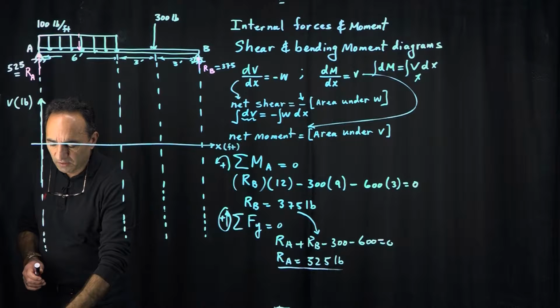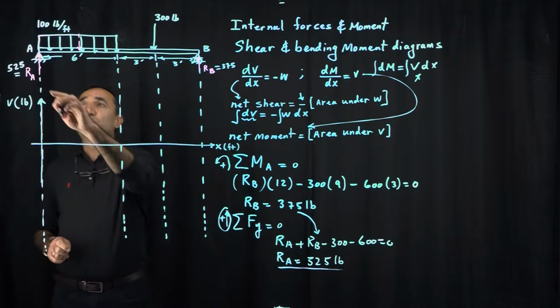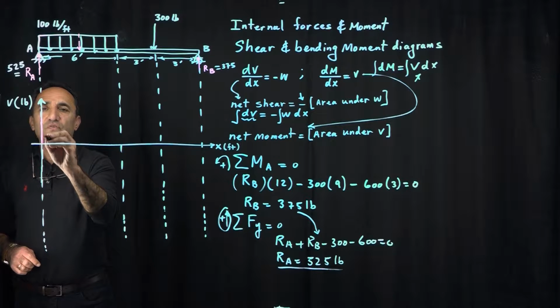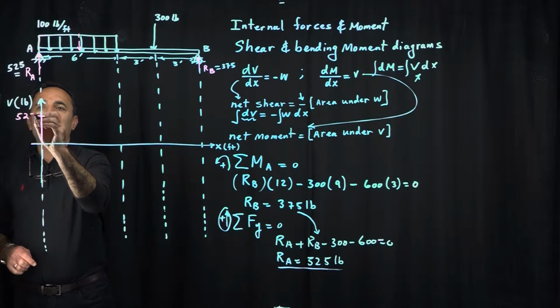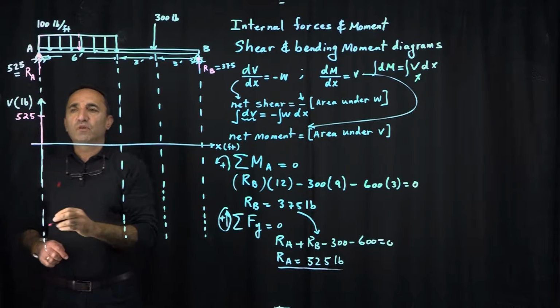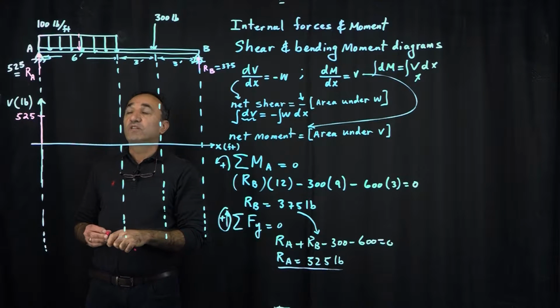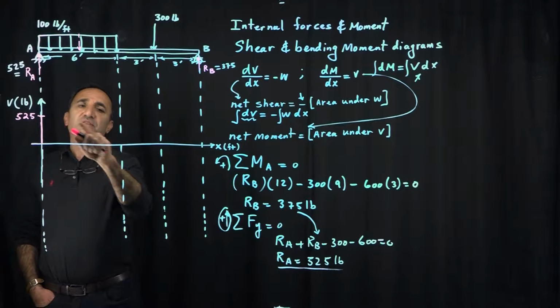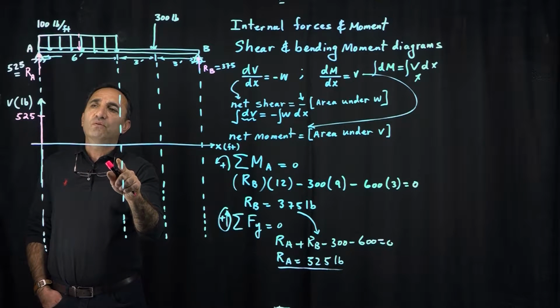I start with a concentrated load, the reaction here, which is 525. Whenever you see a concentrated load, just follow the direction of that load and go the magnitude of that load in the positive direction, in this case, 525. Okay, then the question is, after 6 feet, what is the value of the shear?